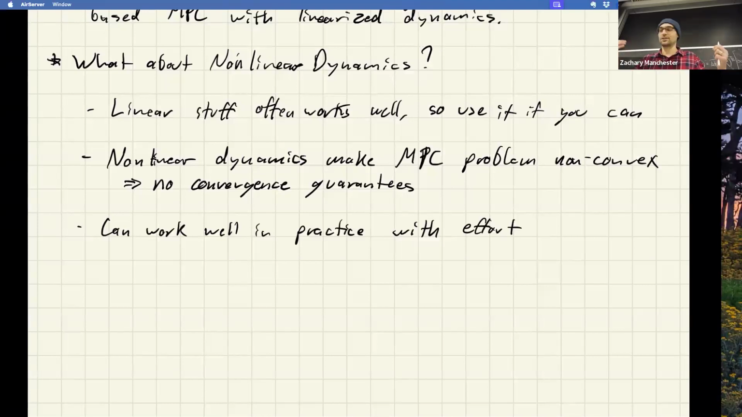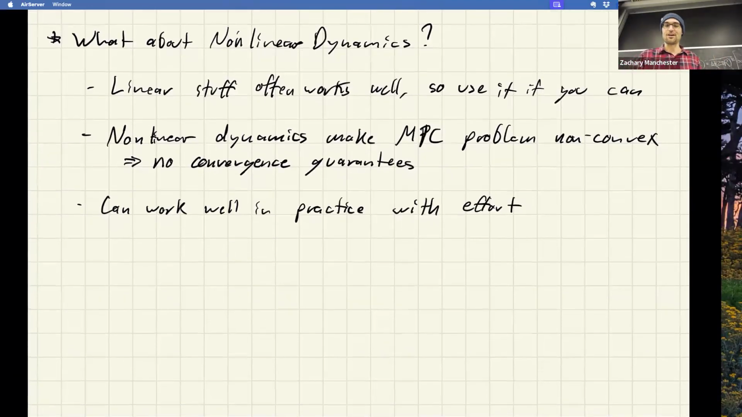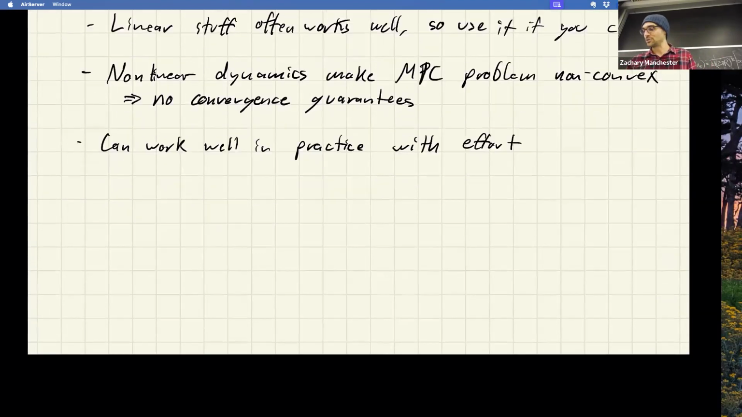Cool. All right, so now we're gonna do the nonlinear stuff and talk about how you might go about that. Okay, so first off, let's revisit our general optimal control setup and write down the nonlinear problem. So this is the nonlinear trajectory optimization problem.